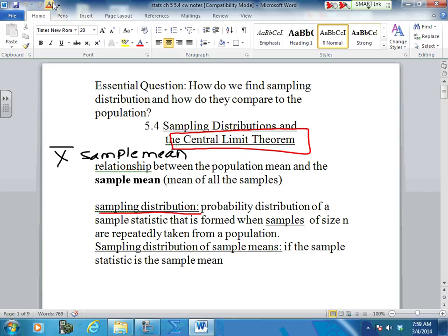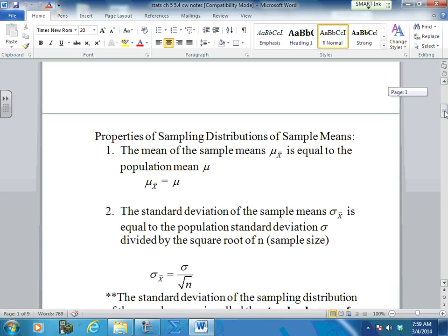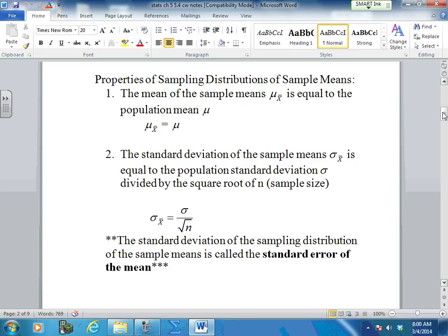So you're repeatedly taking this from the same population. A sampling distribution of sample means says if the sample statistic is the sample mean, then it has these properties. The mean of your sample means is equal to the population mean. Eventually, your mean of all your sample means will equal the same as your population. Eventually. The standard deviation, however, is the one that changes.